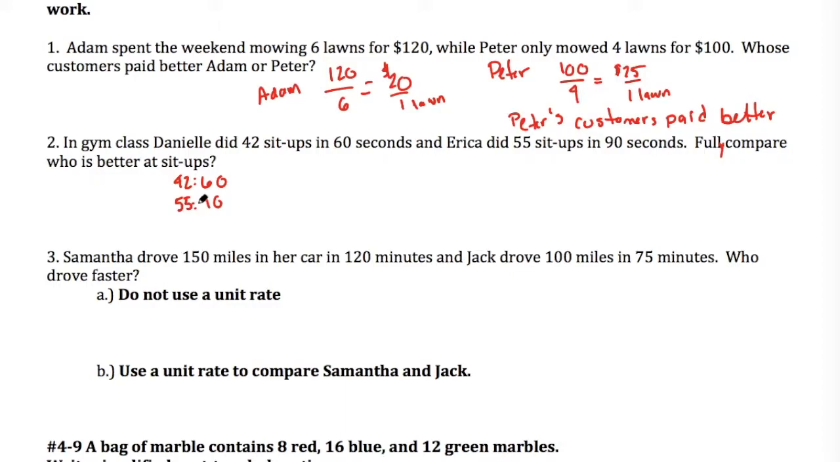So notice in the first example, we went with a unit rate approach. We found out how much per 1 lawn. I can tell right now that if I try to find a unit rate, I'm going to get some less than pleasant numbers. So I'm not going to choose that approach this time. I'm going to choose a different approach where we make some of the numbers the same. We're comparing them in 60 seconds versus 90 seconds, and that's not a good way to figure out who's the best at sit-ups. So let's say if they were both given the same amount of time, how many sit-ups would they be able to do?